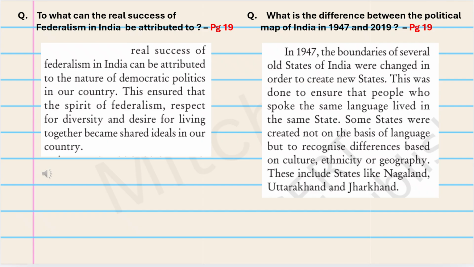To what can the real success of federalism in India be attributed to? The second question, what is the difference between the political map of India in 1947 and 2019? Both answers on page 19. Please mark.